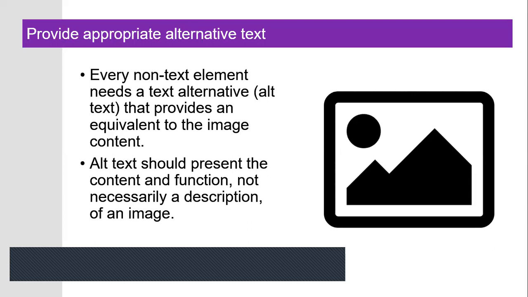Every image needs alternative text that provides an equivalent to the image content. And the alternative text can be presented in two ways: within the alt attribute of the image element, so in the HTML, or within the context or surroundings of the image itself.